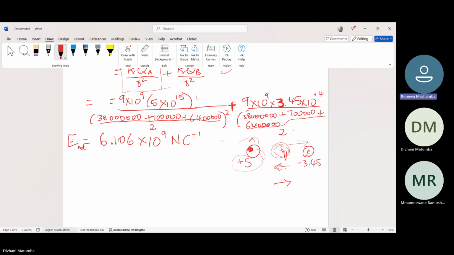If A is going to the right, so does B not go to the left? No, that's not how you analyze your electric field. The way you analyze your electric field is that you put a test charge where you are analyzing your electric field. Your test charge is a charge, and you watch what happened to that charge.